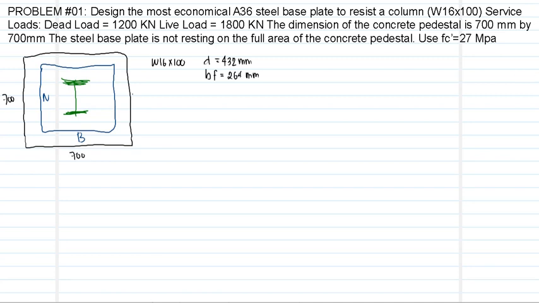Okay, so we have here your activity last meeting. For problem 1, you have designed the most economical A36 steel base plate to resist a column which is W16 by 100. The service load is given: the dead load is 1,200 kilonewton, and the live load is equal to 1,800 kilonewton. The dimension of the concrete pedestal is 700 by 700, so we have here the concrete pedestal that is 700 by 700 in dimension.